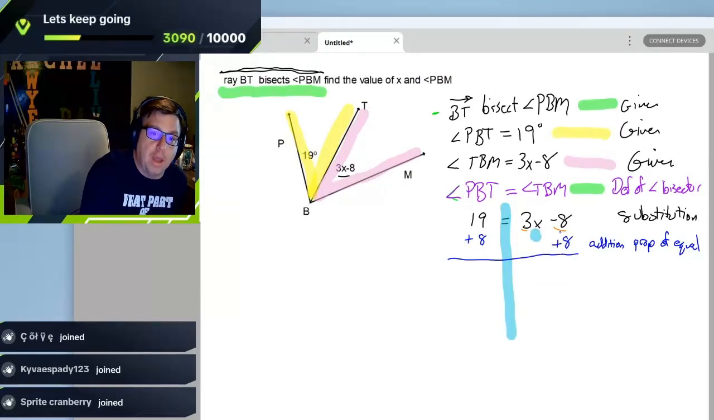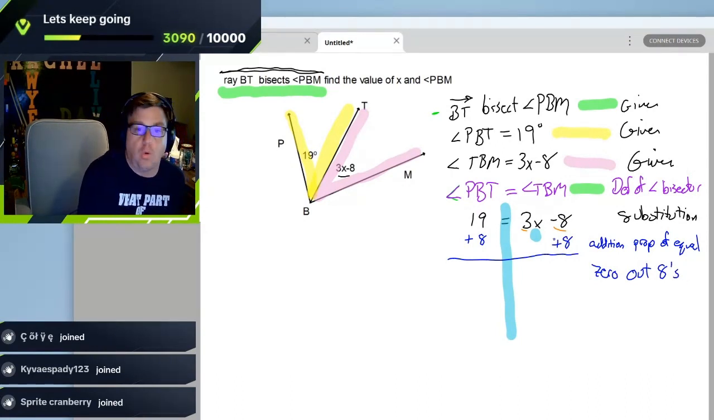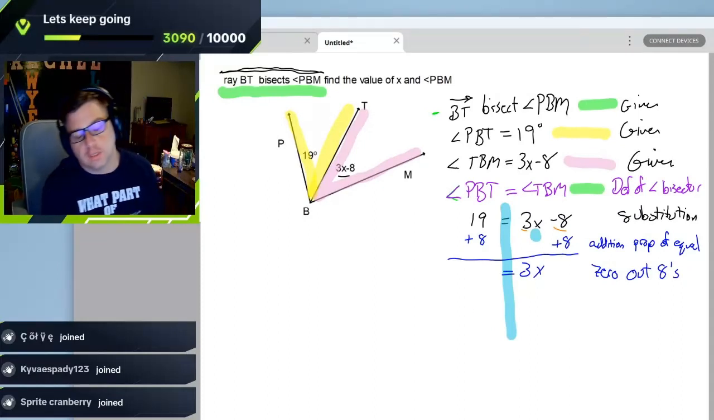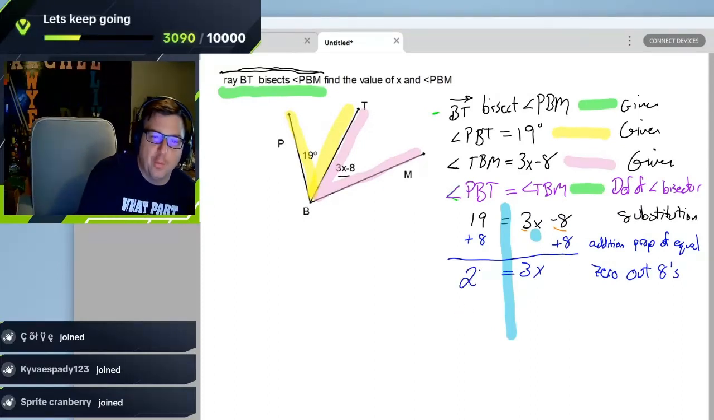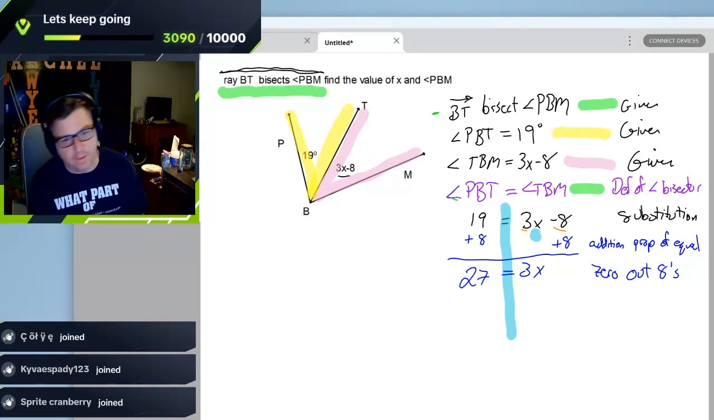So now, with a positive 8 and a negative 8, when we do 8 take away 8, we get a 0. We are zeroing out the 8s. That's the whole reason we're doing this. Because remember, what are we trying to get by itself? X. And if we get rid of the 8, that's one step closer to solving for that X value.